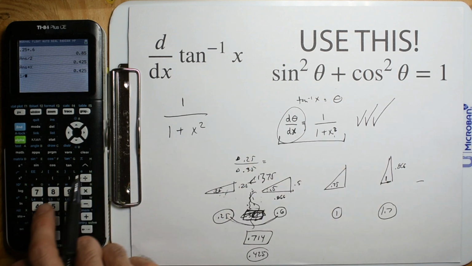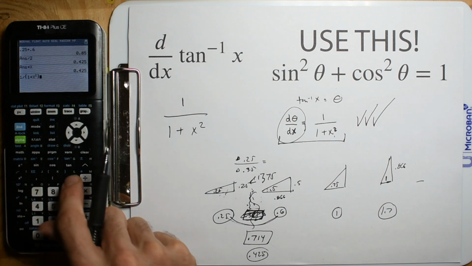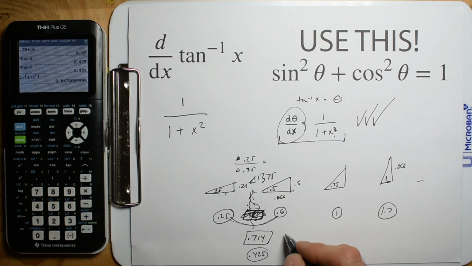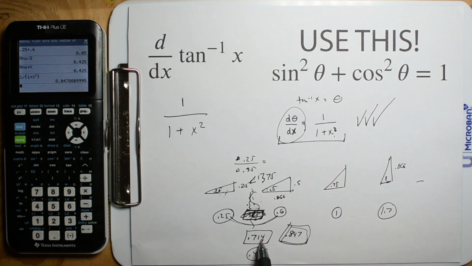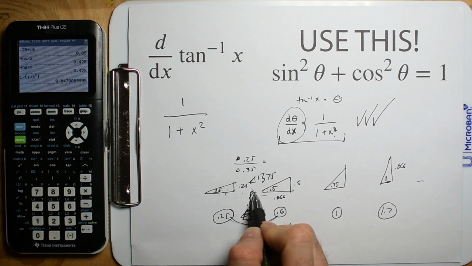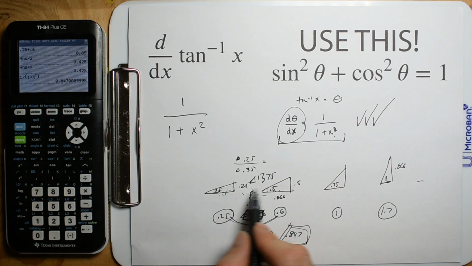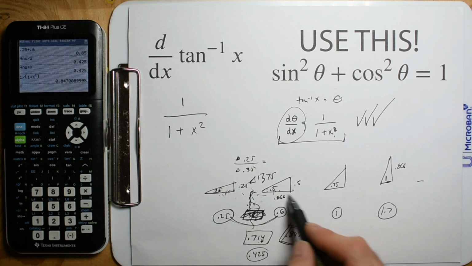So 1 divided by 1 plus x squared. And we get 0.847. And that's the actual answer. And this is what we got. Okay, so, you know, fairly close. And the only reason why this isn't 100% close is because, you know, these angles are pretty far apart. 30 to, anyway. So let's do another one.